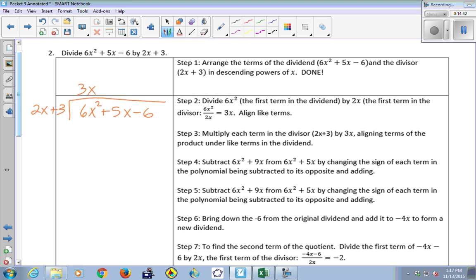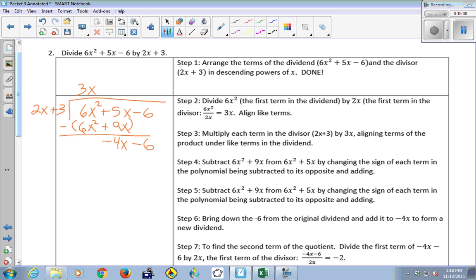Pretend those are in parentheses and you have to distribute it. Okay? So 3x times 2x is 6x squared. 3x times 3 is 9x. And then you subtract. 6x squared minus 6x squared is 0. 5x minus 9x is negative 4x. Bring down the minus 6. And then you start again.